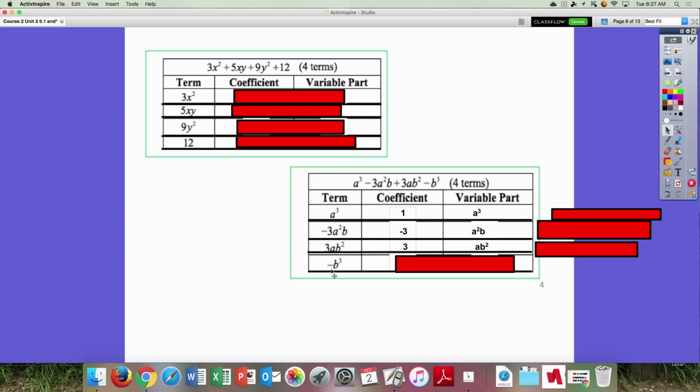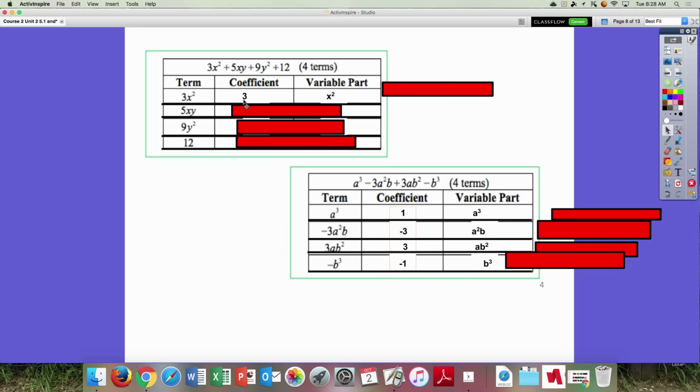This one's kind of like the first one, right? You don't see that number there in front. It's kind of awkward. So what is it? It's negative 1, and then b cubed is all the variable part. So come back to me in a minute, pause this video, and see what you get for this part.